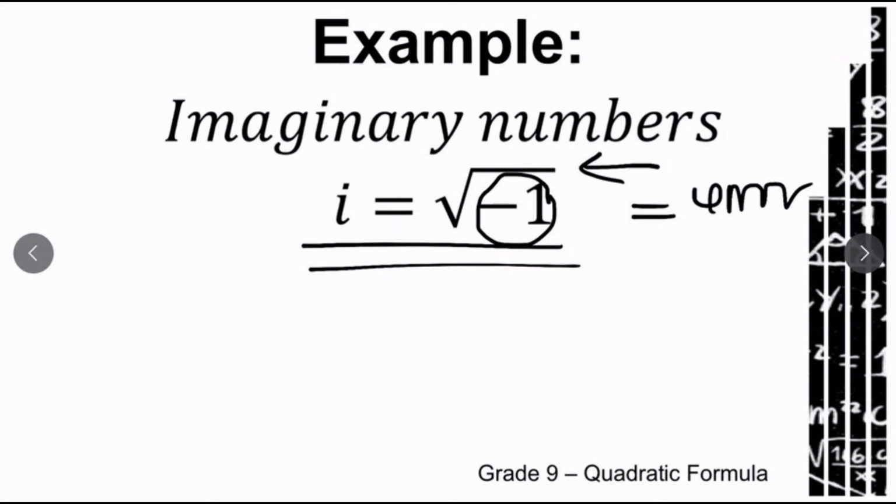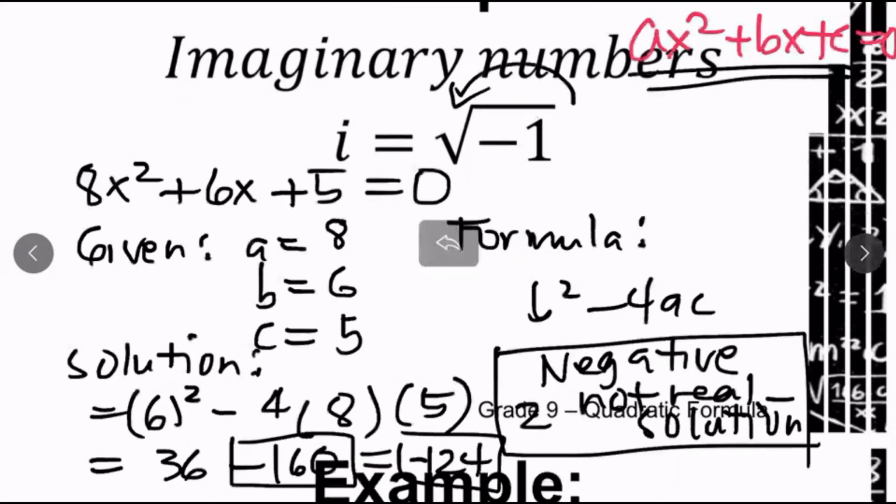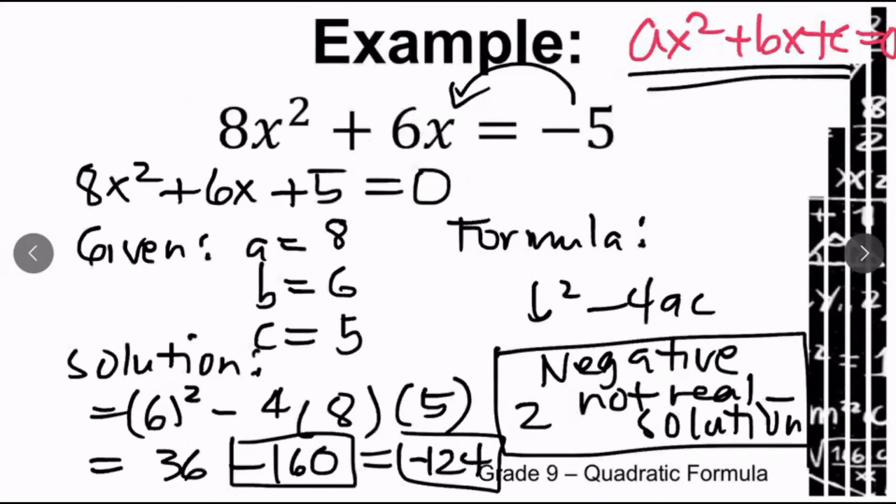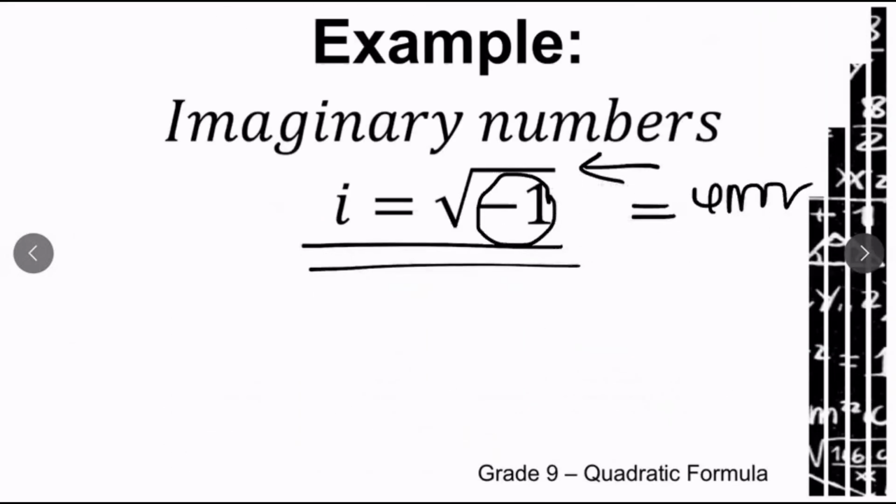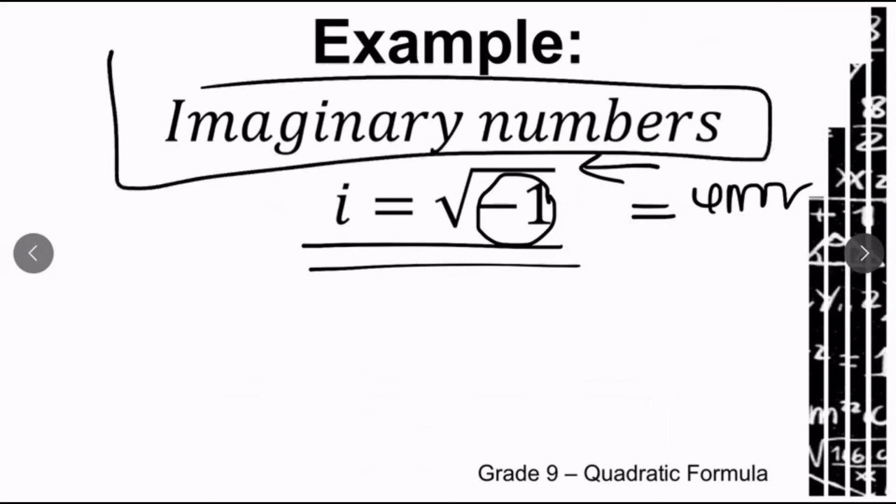So therefore, if we're given with two not real solutions, there is an involvement of negative numbers inside our radical, or simply it means there are imaginary numbers. So that's it. Yun lang po ang ating pag-aaralan for this video.